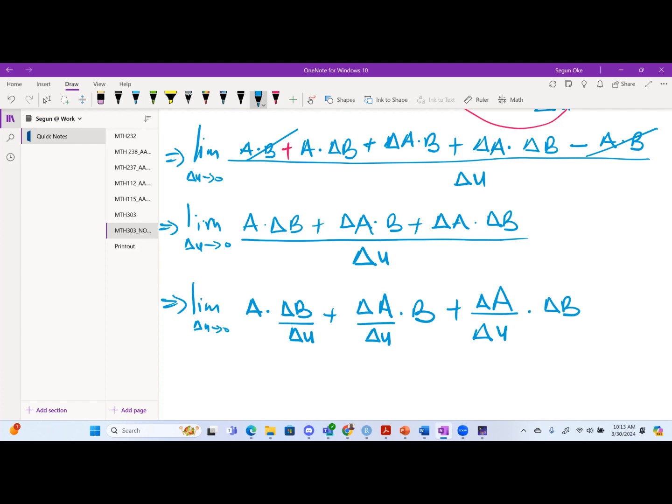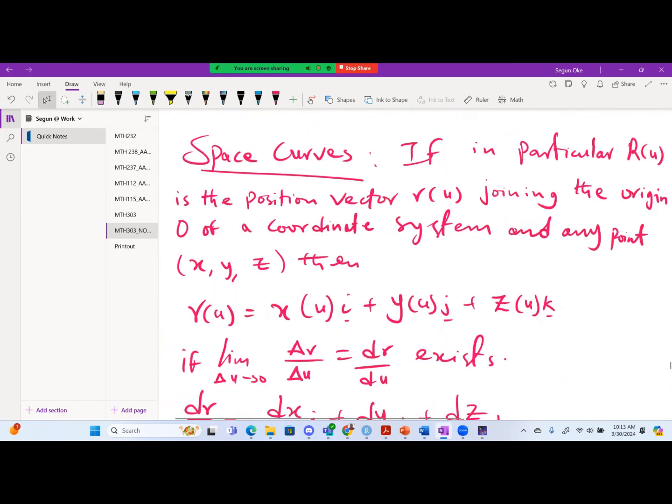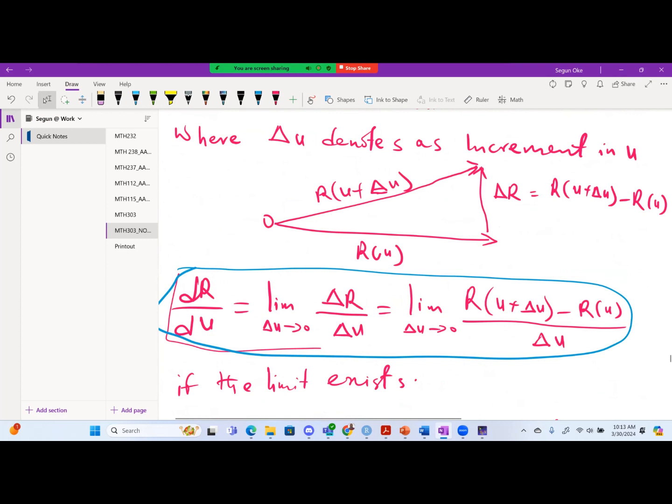Don't forget, our change in A and change in B all have the same things. What is the definition of change in R? The one we did earlier on. Let's check the definition here. The definition means the derivative with respect to U, if the limit exists. Please, am I communicating? I need a confirmation from you guys. Yes, Your Excellency. Okay, good.